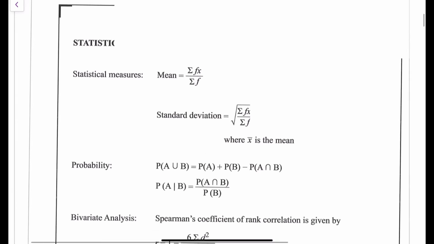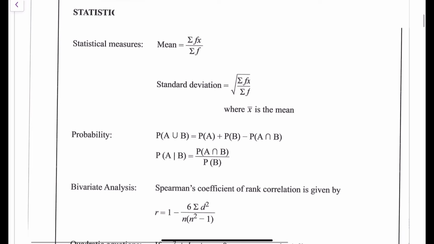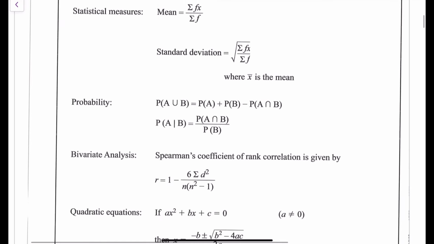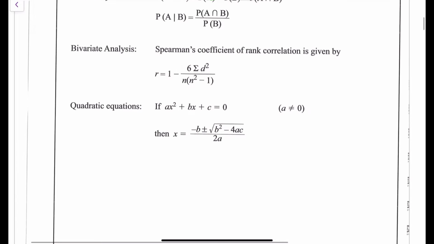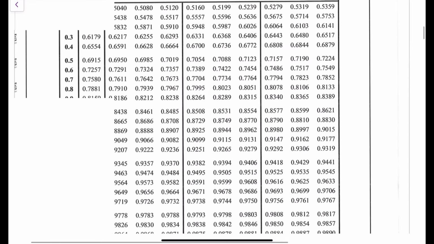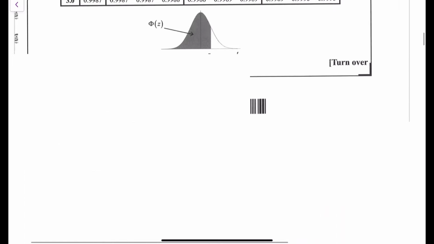You'll see you've got a number of formulas given to you for statistical measures, probability, bivariate data, and also your quadratic equation. And then you've got your tables as well, that's for your normal distribution.